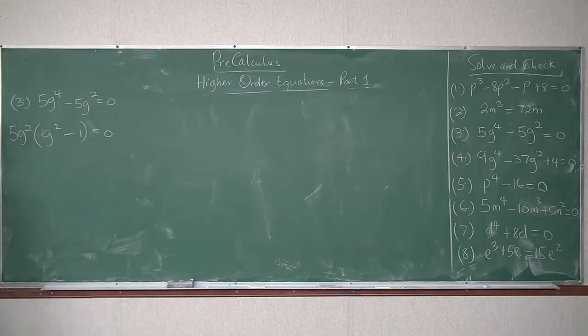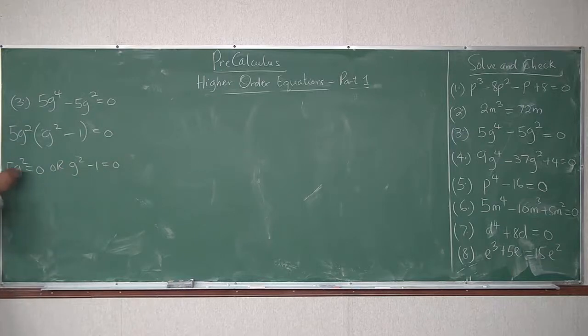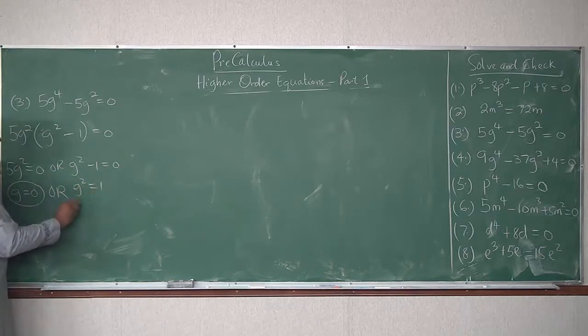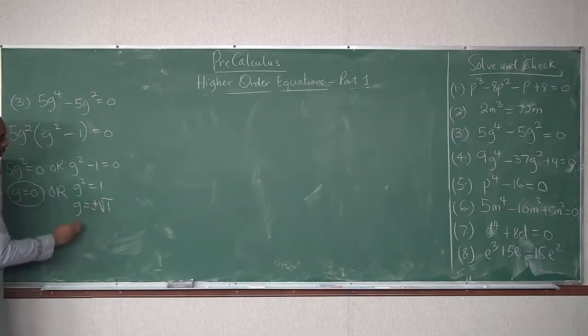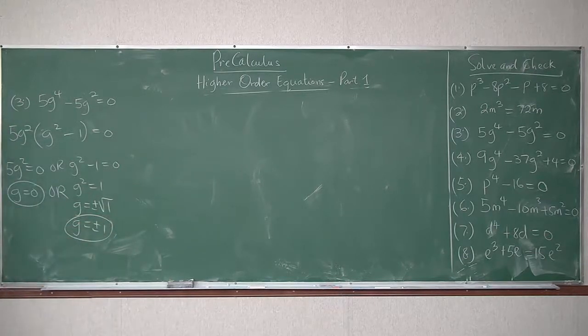So we now see here we can use the zero product property right away. We see that 5g squared is equal to 0, or g squared minus 1 is 0. So 5g squared is 0, so g is equal to 0. Or g squared is 1, and g will be plus or minus the square root of 1. g will be plus or minus 1.